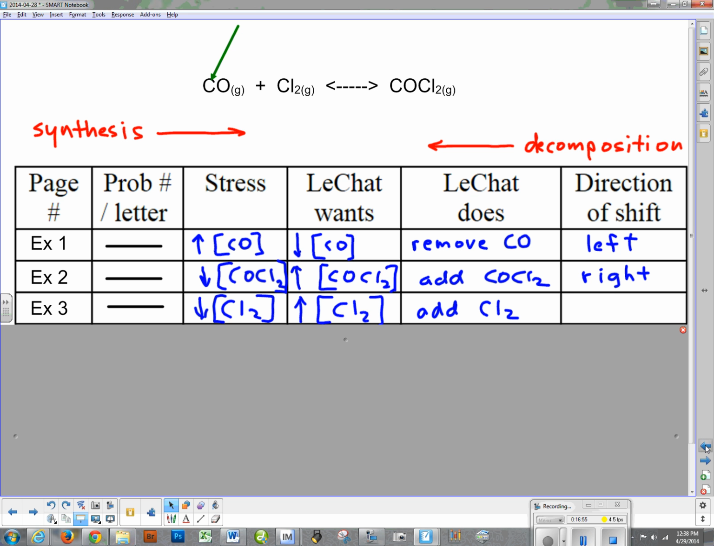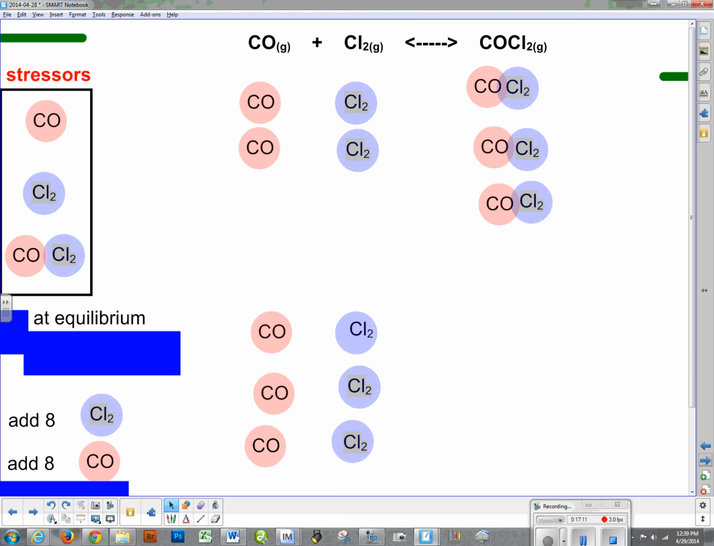So we're going to take away Cl2. This is our equilibrium. We're at equilibrium. And I'm going to take out the Cl2. And so let's go ahead and remove some Cl2. Oh, let's get rid of a couple of them. Okay? Let's go ahead and delete these.